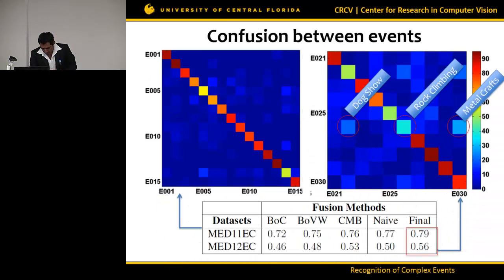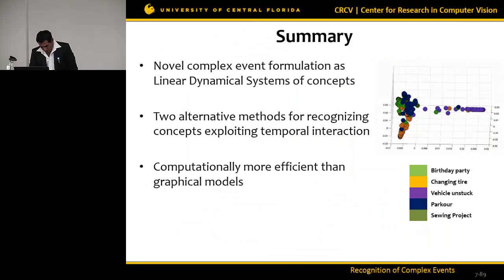Some confusion is shown here for 3 different classes, one actually being the event class called rock climbing, which is confused with a dog show event and also metal crafts. We don't know very well why that happened, but we think, again, since these are for event collection 2, much fewer concept-based representations are available for them, and that could be one of the reasons.